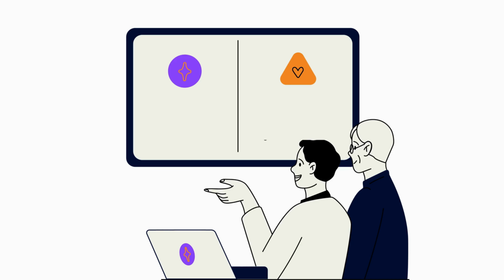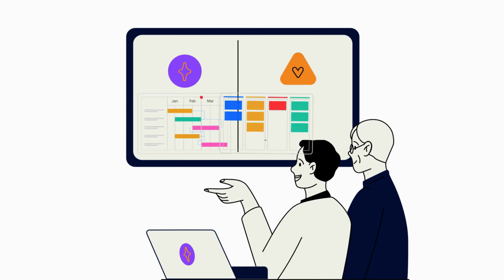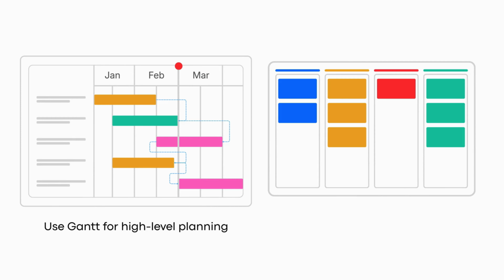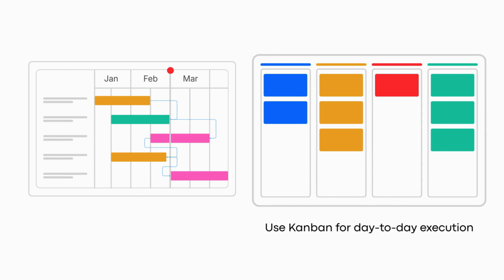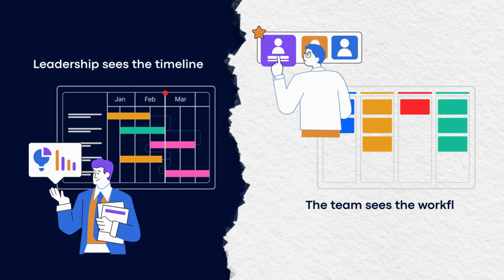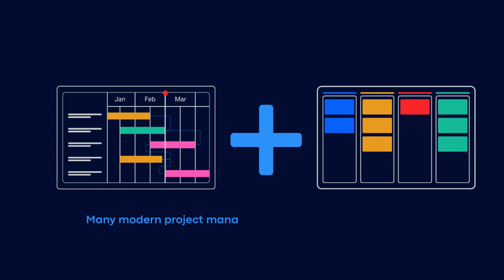Now, here's the reality. Many teams live in the middle. You might have a 6-month roadmap, but daily tasks still evolve. In that case, use Gantt for high-level planning. Use Kanban for day-to-day execution. Leadership sees the timeline. The team sees the workflow. Big picture on top. Operational clarity underneath. That's why many modern project management tools support both views.